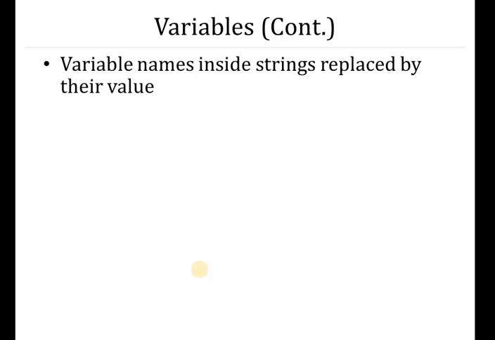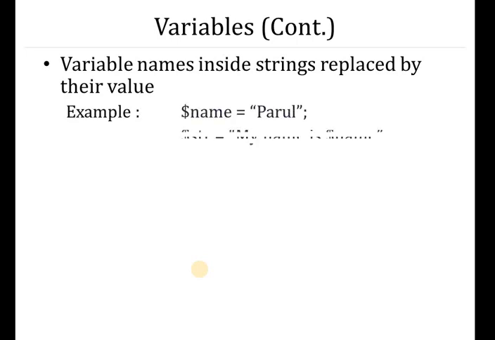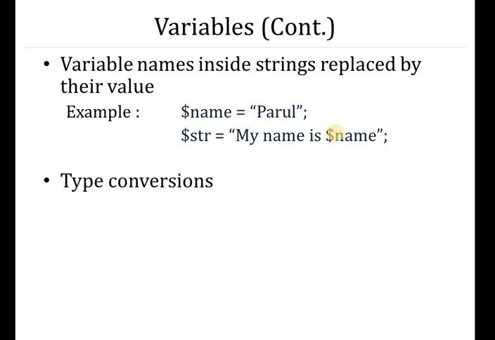Variable names inside a string are replaced by their value. Over here, name is equal to Parul. And if I use this variable in assigning a value to another variable, for example, over here name is Parul, and I have declared another variable equal to "my name is $name", that means this string will be replaced with this value. So my name is Parul. That will be the value of this variable.